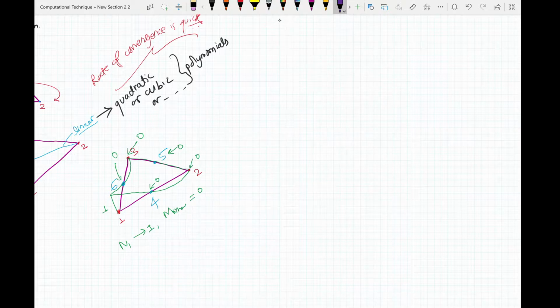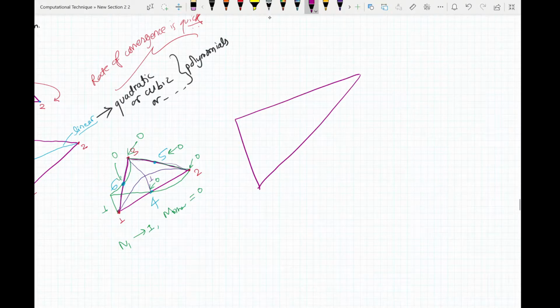Similarly, let's say for n4, this is n4, so it will be 1 here, and at all the other nodes it must be 0, so it will look something like this. And here also it will be like this, so it is 0 at all the other nodes. And similarly, this one you see is a quadratic curve.